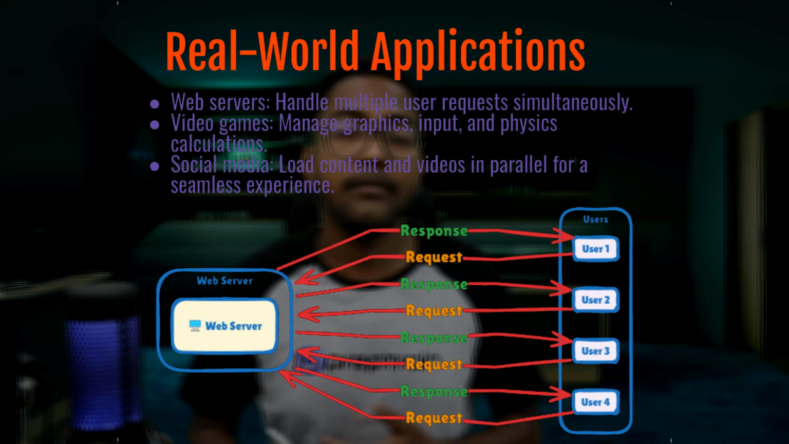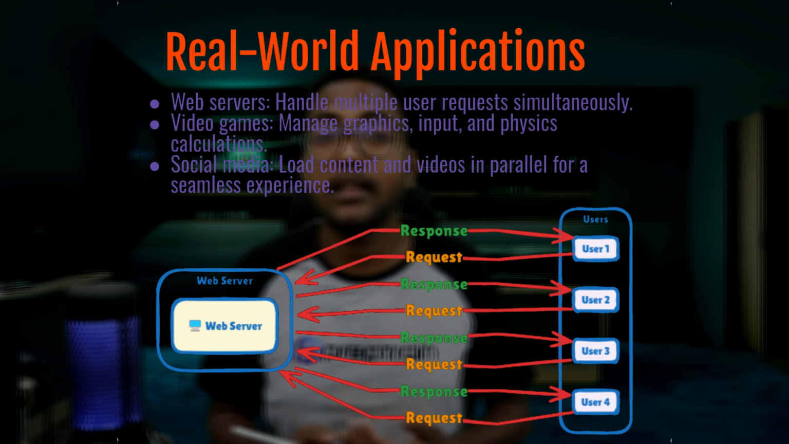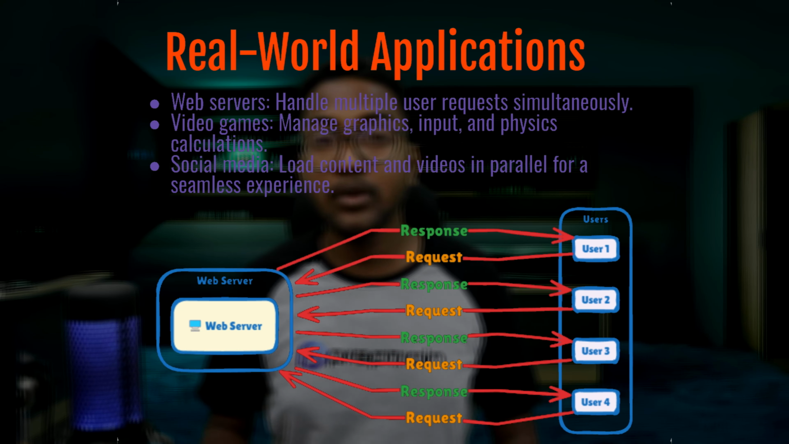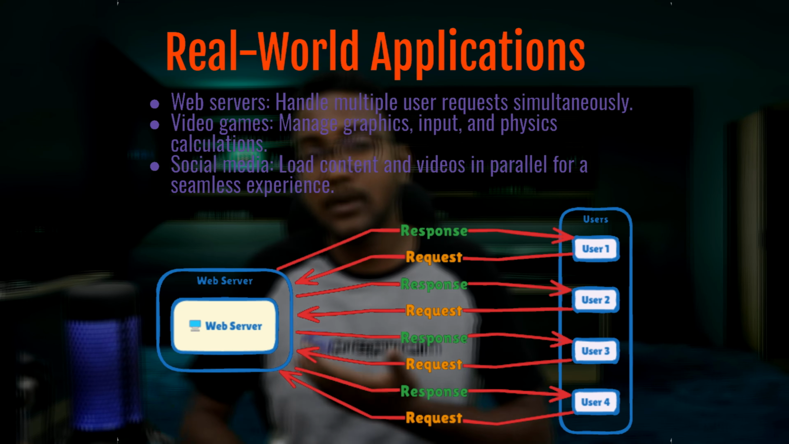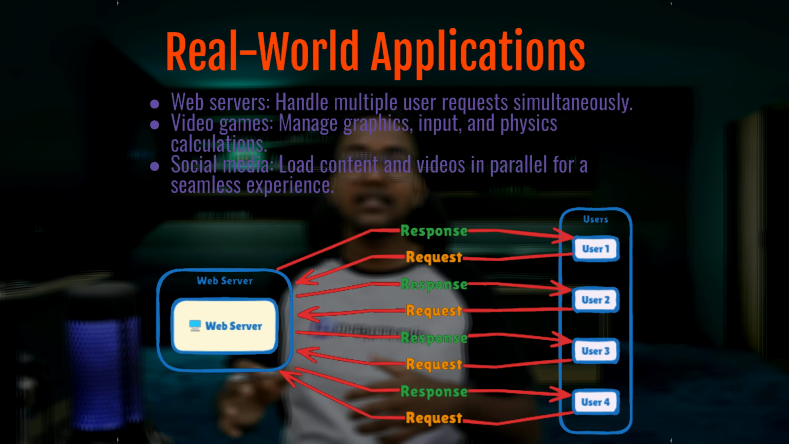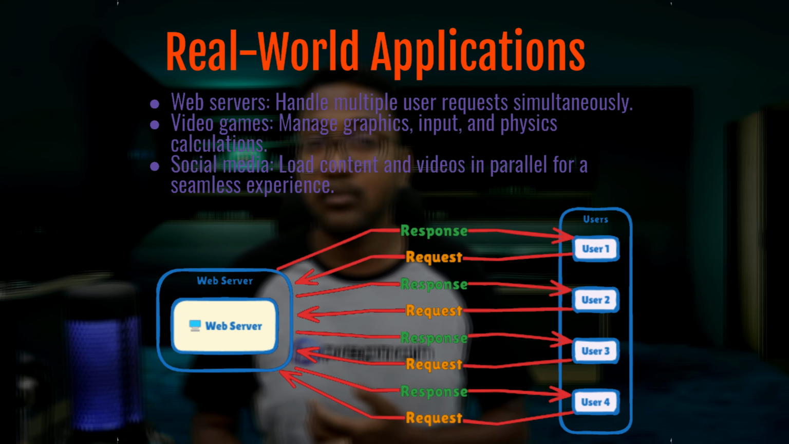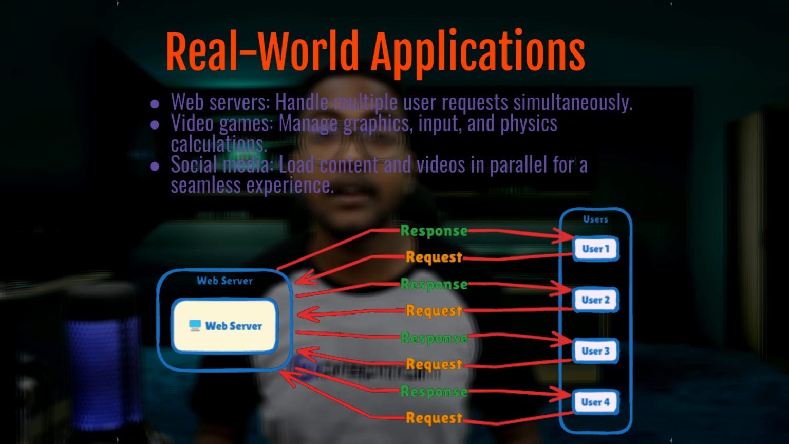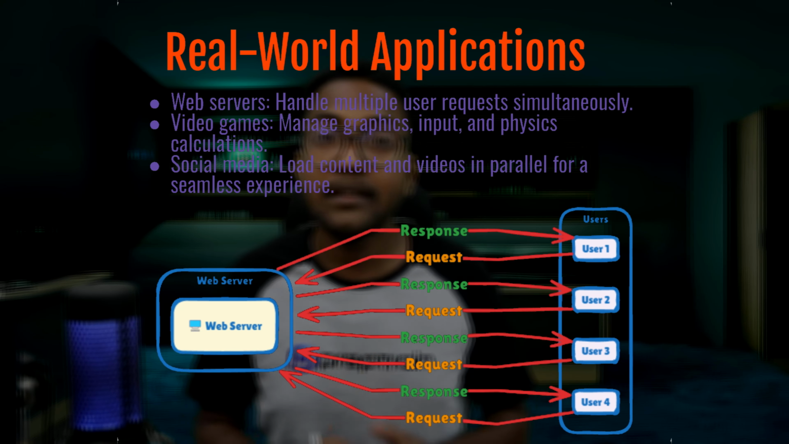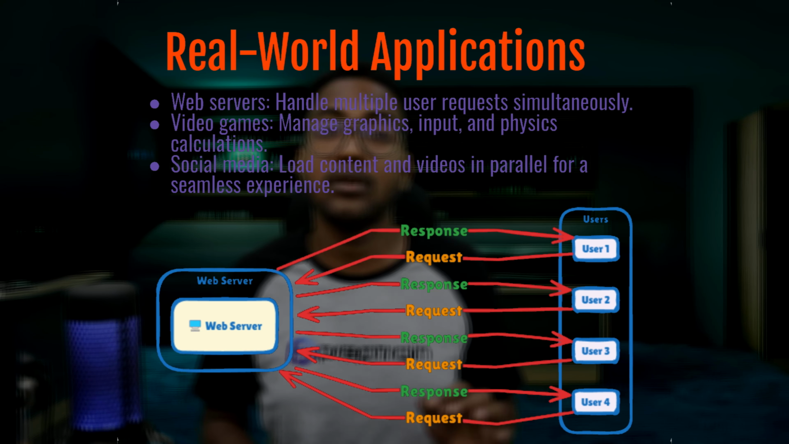Next up are video games. So video games are a prime example of how multi-threading can make a complex system run smoothly. In modern video games, different threads are responsible for different tasks. So one thread might handle the graphics rendering, another one could be managing the entire physics engine like collision or character movement, and a third thread might be dedicated to handling user input from a keyboard or a controller. So by breaking these tasks into multiple threads, the game can run smoothly without any noticeable lag.